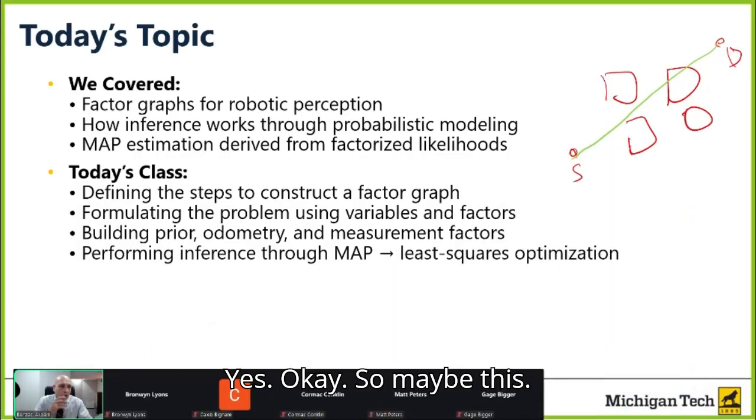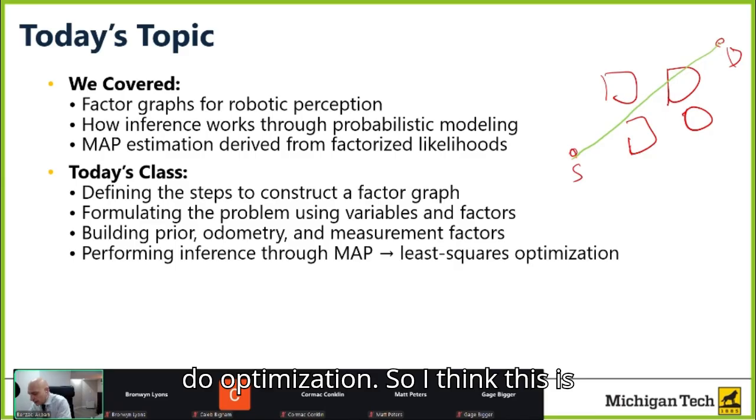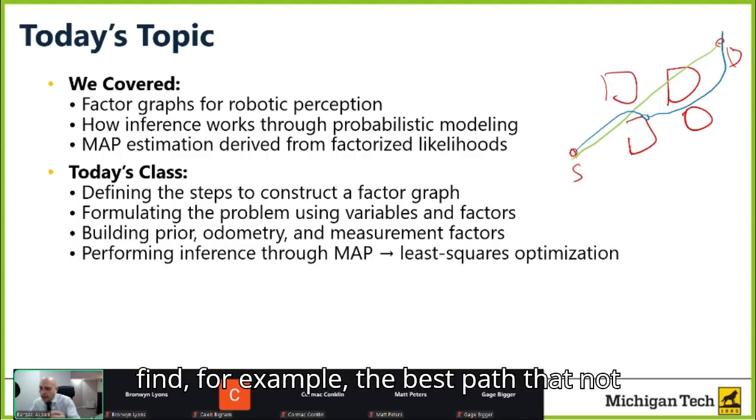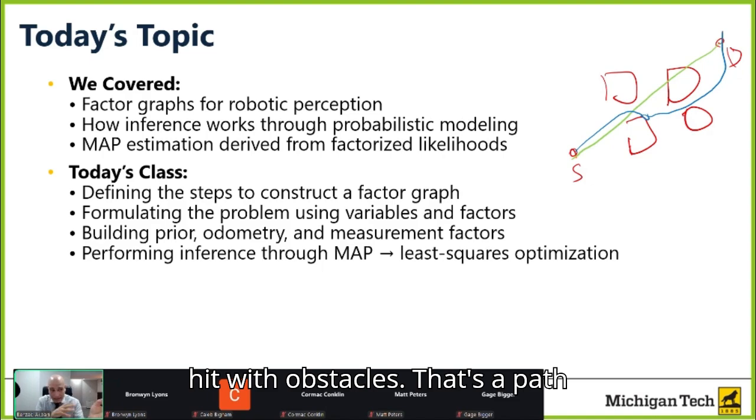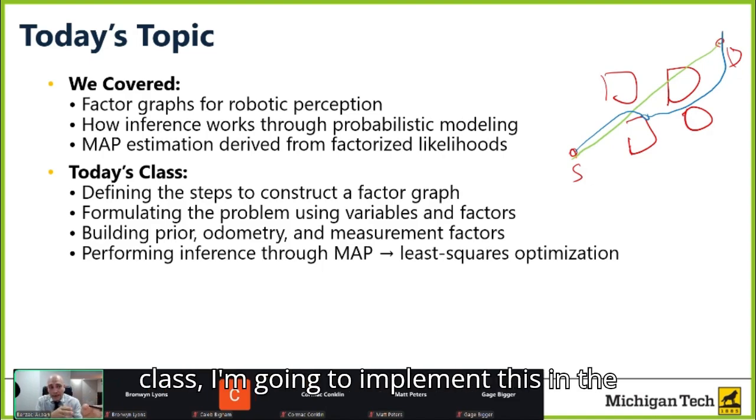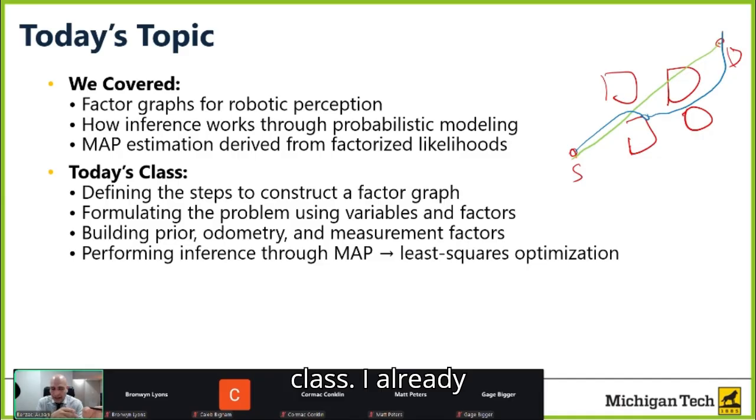Yes. Okay, so maybe this green line can be an initial path and then we do optimization. I think this is how it goes for most problems. And then when we do optimization, it can find, for example, the best path that does not hit obstacles. That's a path planning problem that, next class, I'm going to implement in the class.